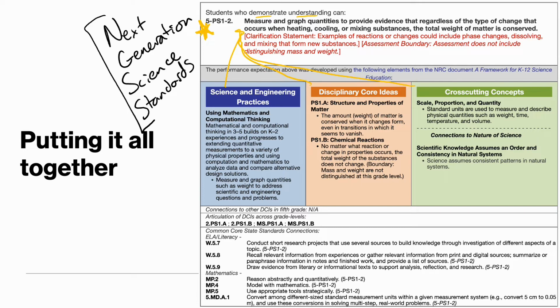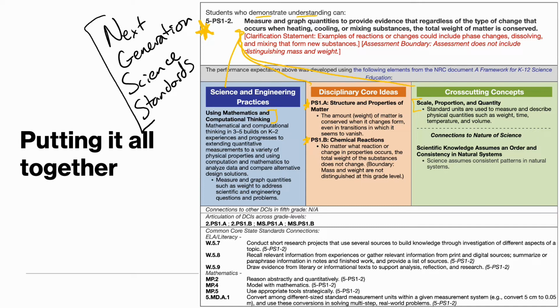But we can break them back out and look and see that for this one, mathematics and computational thinking is the science and engineering practice that we're going to be working on. The disciplinary core ideas are about conservation of mass, generally speaking. And in terms of cross-cutting concepts, we're talking about scale, proportion, and quantity, which very much go with chemical reactions and chemical formulae.